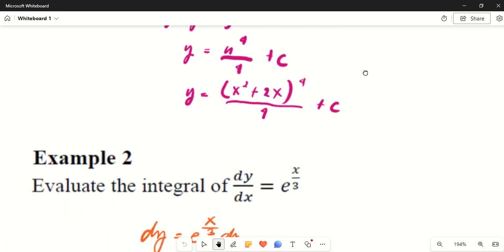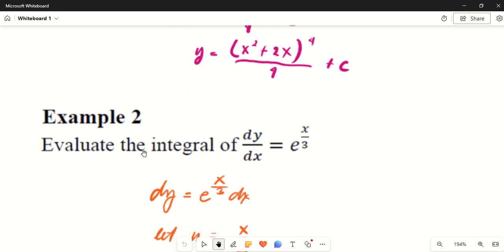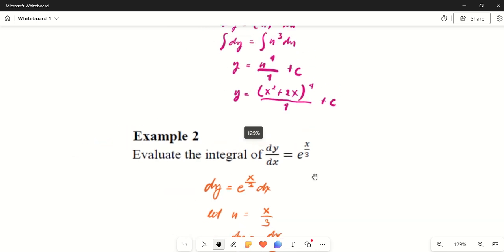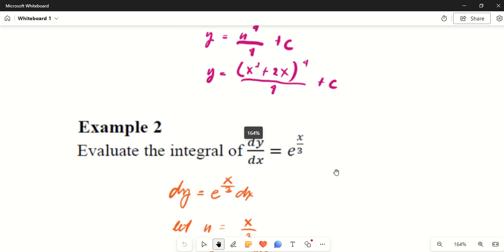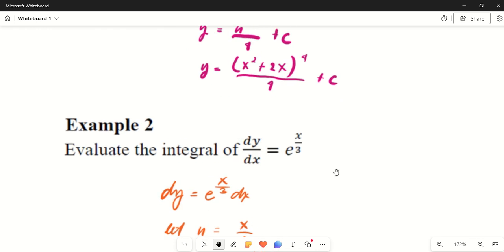Now, let's proceed to example number 2. Again, you are asked here to evaluate the integral of dy over dx is equal to e raised to x raised to the third power, e raised to x over 3 rather.